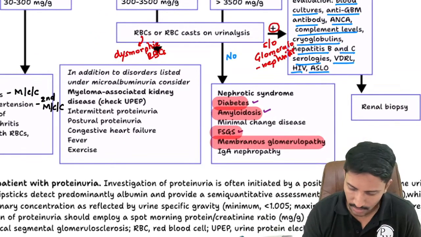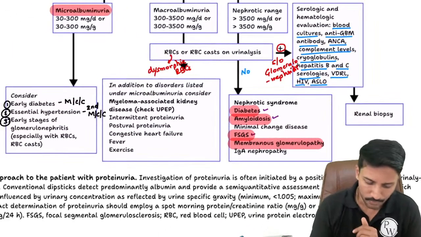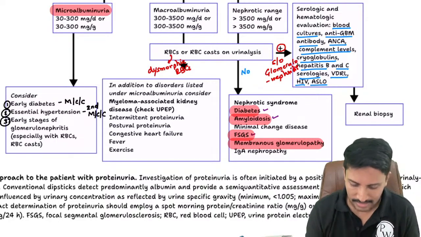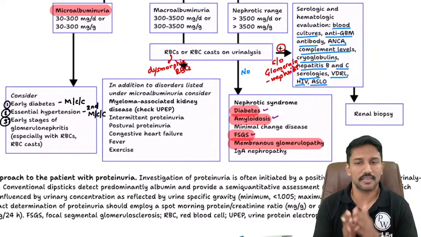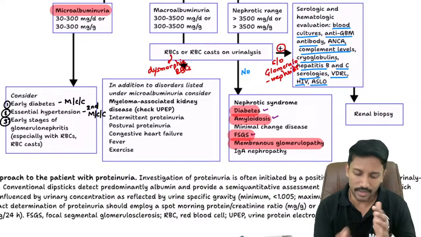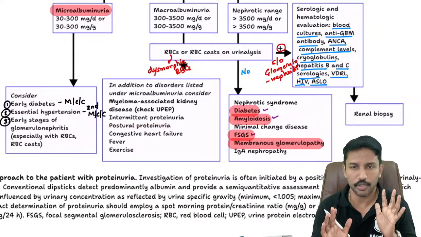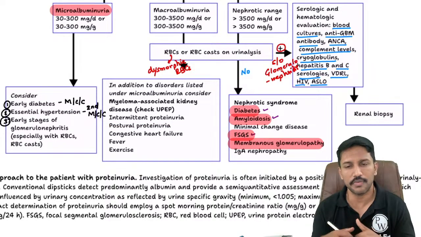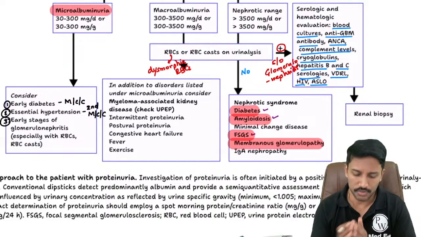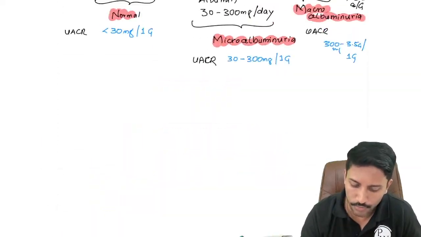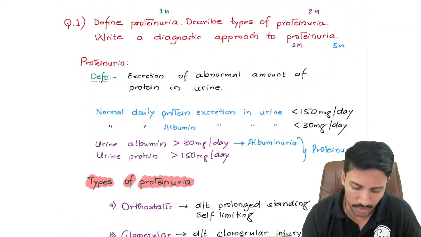Okay, so this is the approach that you need to write. And for further diagnosis in these conditions, you can write one statement saying that when the diagnosis is not evident at this level, renal biopsy is indicated. That is the gold standard whenever you are suspecting a renal pathology, right? So that completes our 5-mark question on the proteinuria.